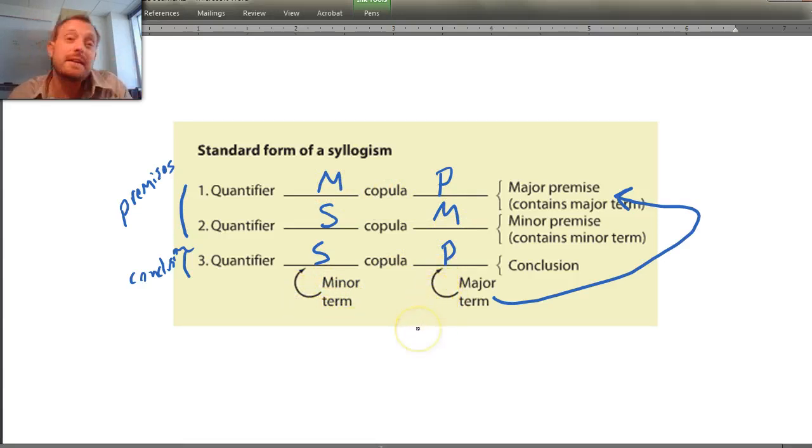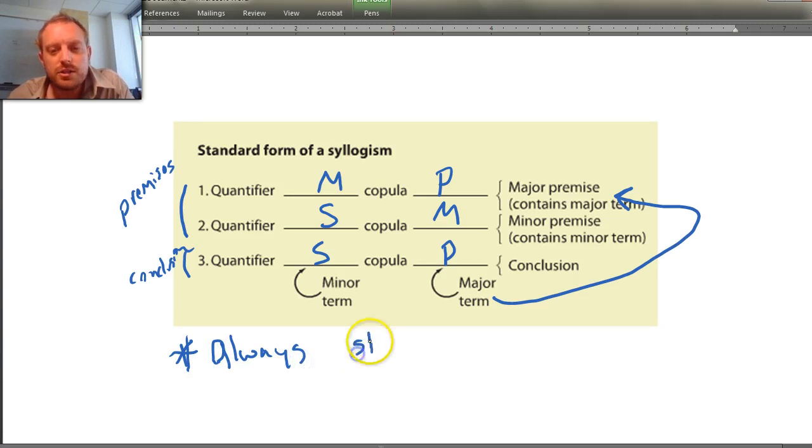And one of the things you're going to have to do in your homework is you'll get ordinary language arguments, and you're going to have to put them into standard form, which means you always start with the conclusion. Once you figure out the conclusion, you can then figure out the order of the premises. So let's write that down in our notes here. Always start with the conclusion.